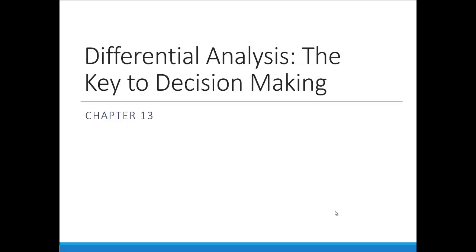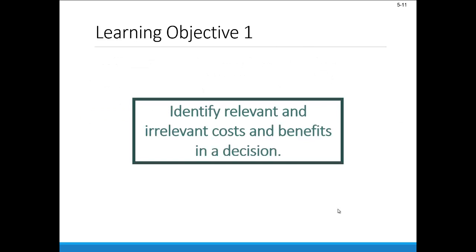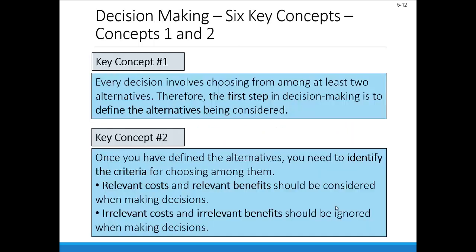All right, moving on to some new material then. Chapter 13 was titled Differential Analysis: The Key to Decision Making. Our first learning objective was to identify relevant and irrelevant costs and benefits in a decision.